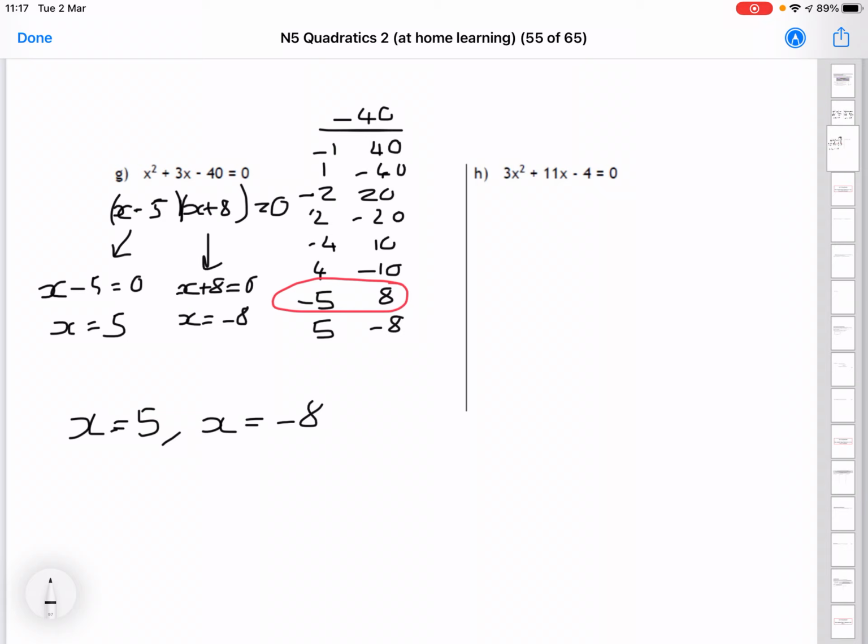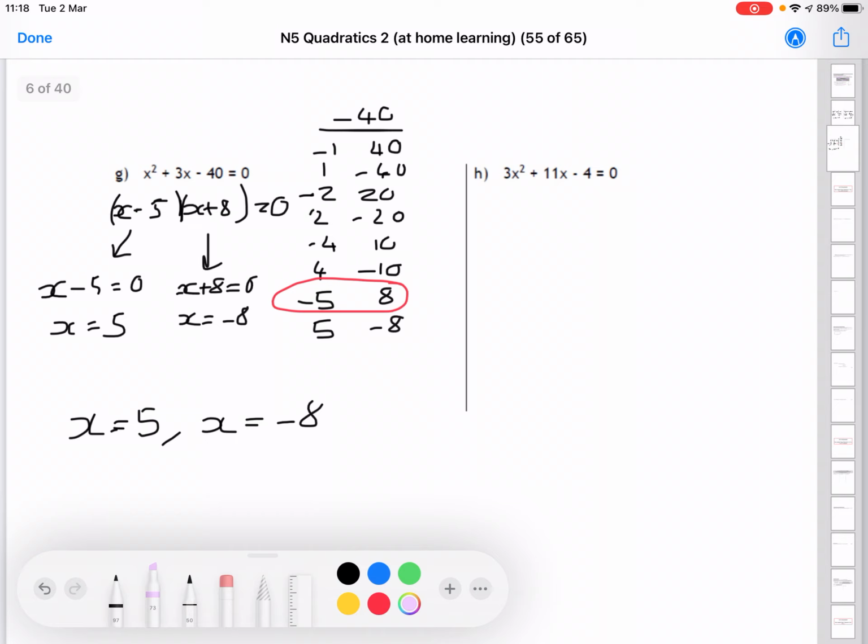Okay, for h, we have 3x squared plus 11x minus 4 equals 0. So this is probably the most complicated type of trinomial you will have to factorise. So I'm going to show you here the method that I would use to solve this, and if this works for you, great. If it doesn't, you can do any method that works best for you. So what I would tell you to do here is, because this is not a single x squared, it's 3x squared, the method I did just on the left hand side here, we need to adapt that slightly to take into account that extra 3 as a coefficient for the x squared.